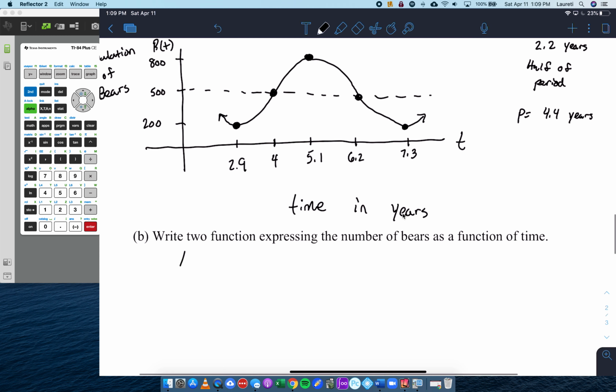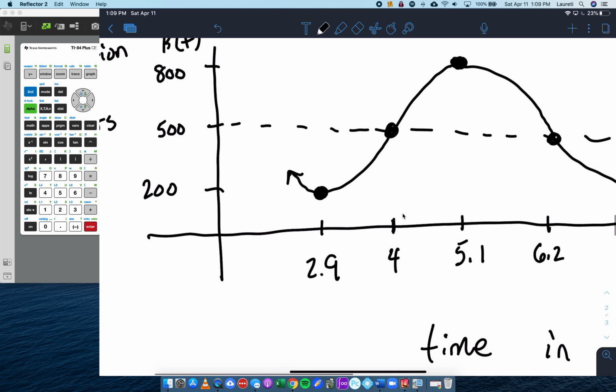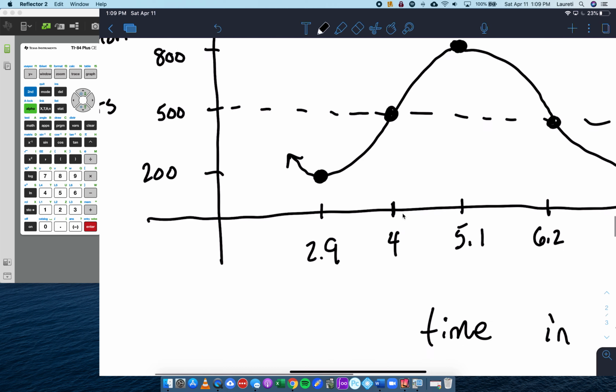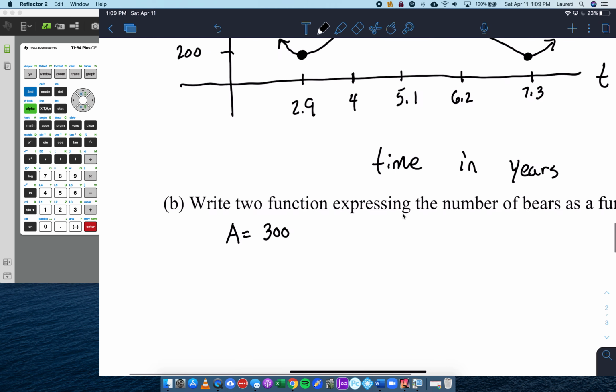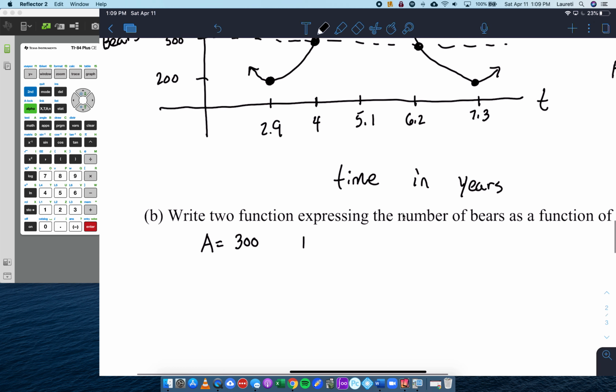So we know that the amplitude is 300. The middle ground of our graph was 500. So it's 300 to the highest point and 300 to the lowest point, so our amplitude is 300. We figured out that the period was 4.4. So to figure out the b term, I'm going to do 2 pi divided by 4.4.